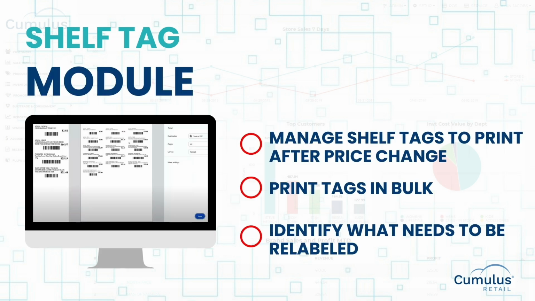To begin, let's review the shelf tag module. This modification allows you to manage shelf tags that need to be printed after a price change is made. When a price is changed, a record will be created and added to a shelf tag list screen. From there, you'll be able to print tags in bulk, flag them so you know which ones have been printed, and identify what needs to be relabeled after a price change is performed.